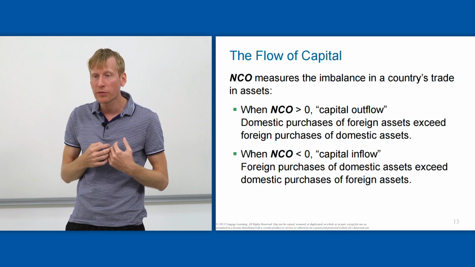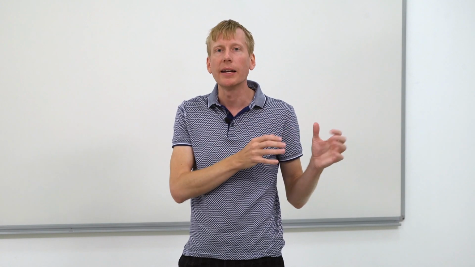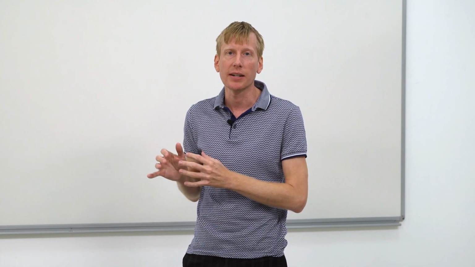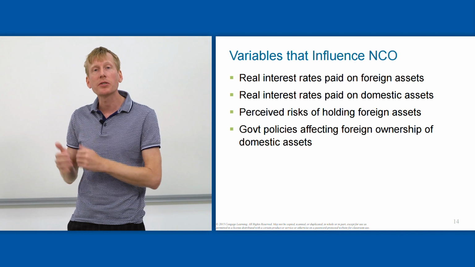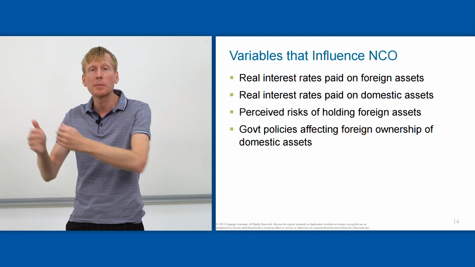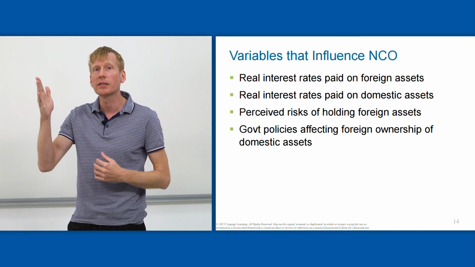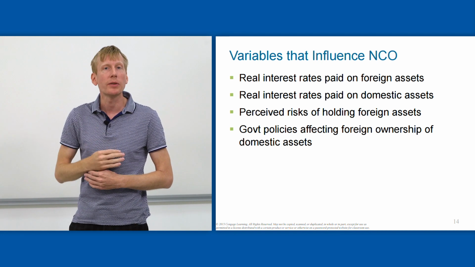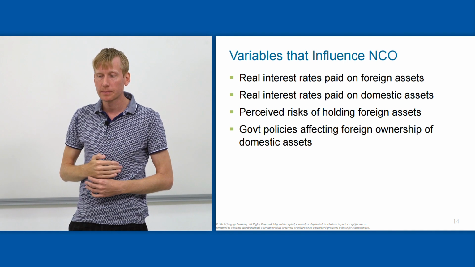Then we can look at the variables that influence not the goods side of international transactions, but the financial and asset side of international transactions, this NCO side. And this would be the interest rates that are paid on assets and investments at home versus investments in some foreign country. If the real interest rate that we could get or other real rate of return on assets that we could get in some foreign country are high, and in our country they're low, we might want to make investments there as opposed to here.